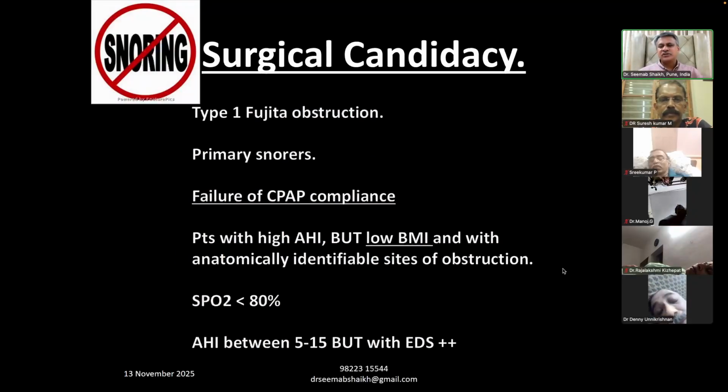So if I were to give you a broad surgical candidacy, just a broad one, not very specific because each case is different: primary snorers are good surgical candidates. People who have failed CPAP are good surgical candidates. Low BMI, AHI does not matter, but anything between 5 to 15, these are very good candidates for surgery.